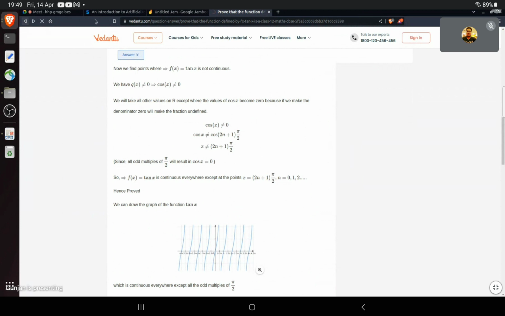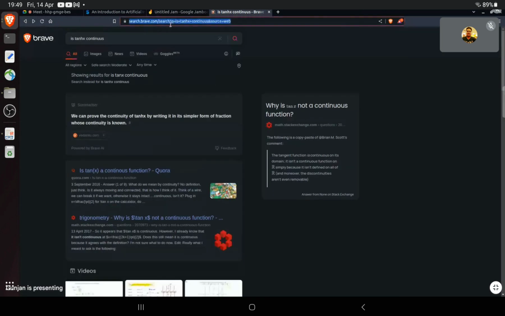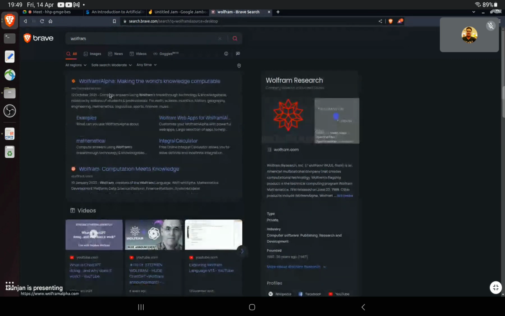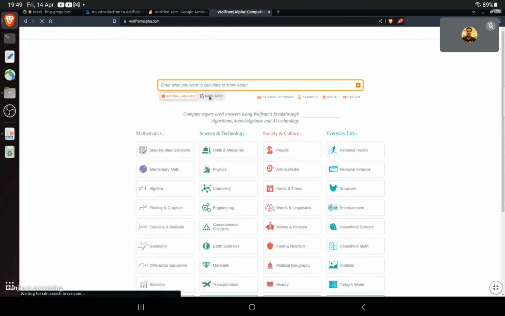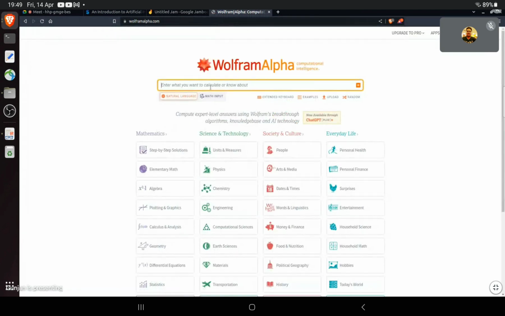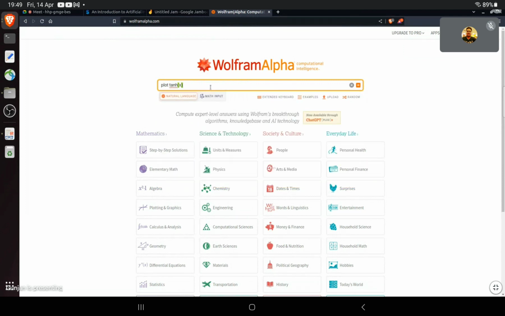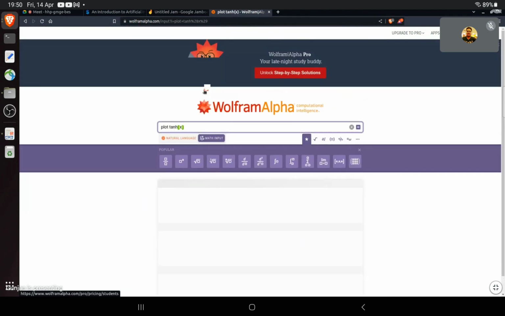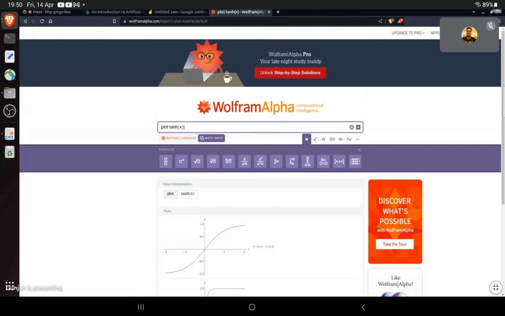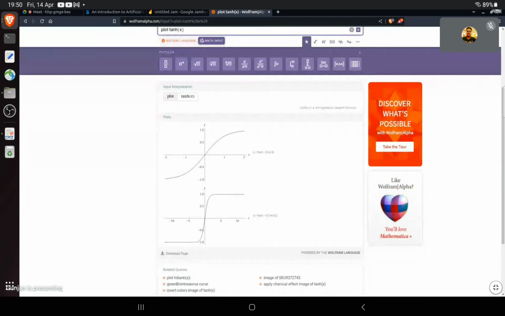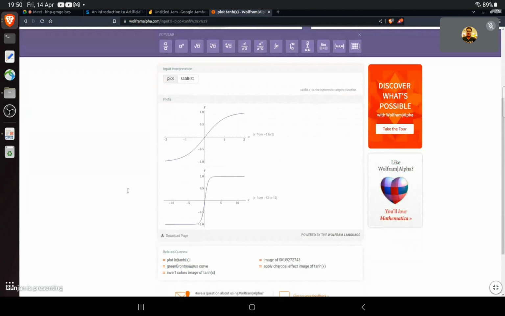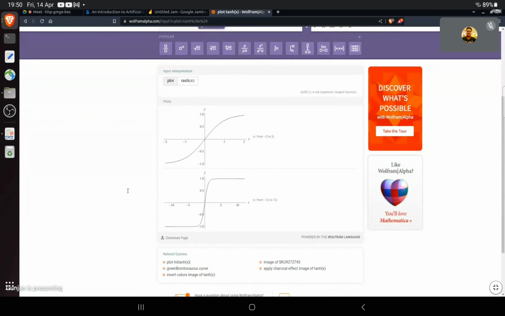Okay, let me see. Do we have Wolfram Alpha? Okay, let us just plot tan of x right here. It can tell us. Plot tan of x. What does it say? Okay, this is pretty clearly continuous. This is continuous, right? This is continuous.